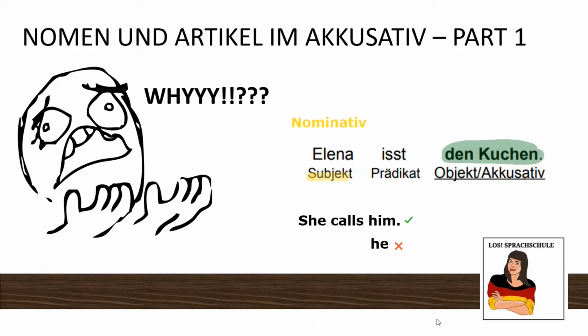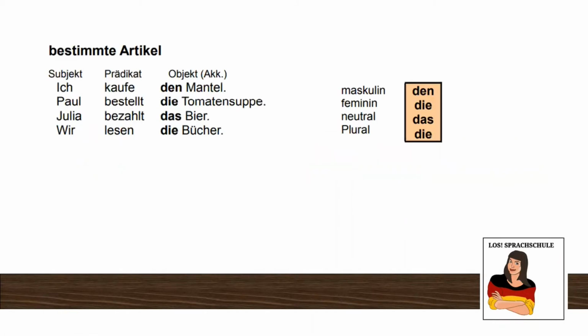So let's check out what the articles in accusative are all about. We will start, of course, with the definite one. And you can see that here we have now sentences. It's not enough just to say the noun, because the noun by itself would be nominative. Ich kaufe den Mantel. I buy the coat. Who is the subject? Of course, I am. I do the thing. Paul bestellt die Tomatensuppe. Paul orders the tomato soup. Subjekt, Paul. Objekt, the soup, female.